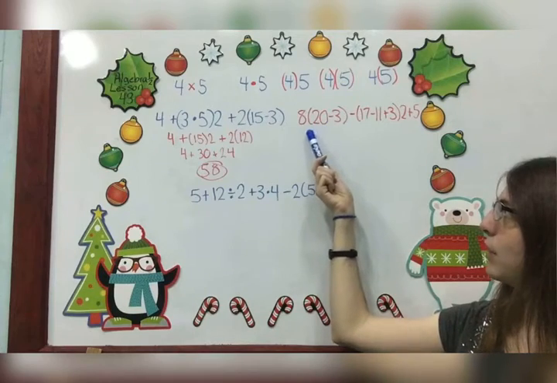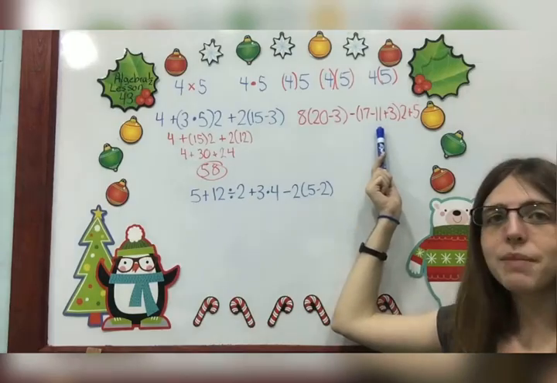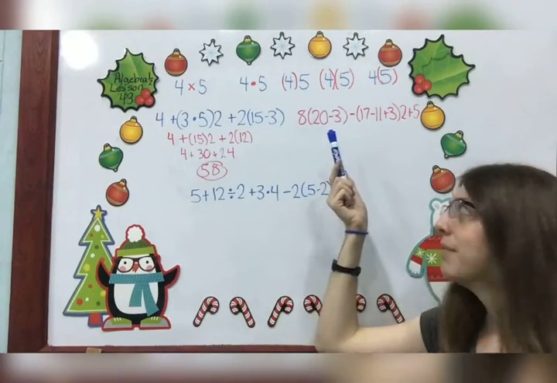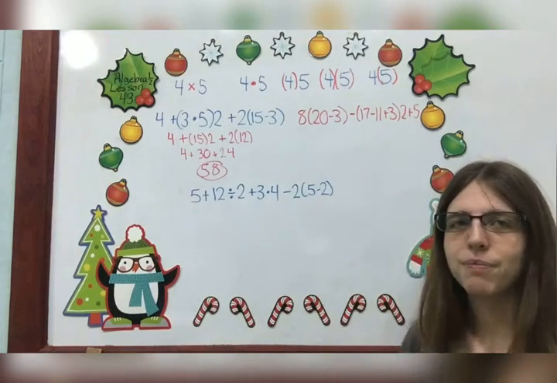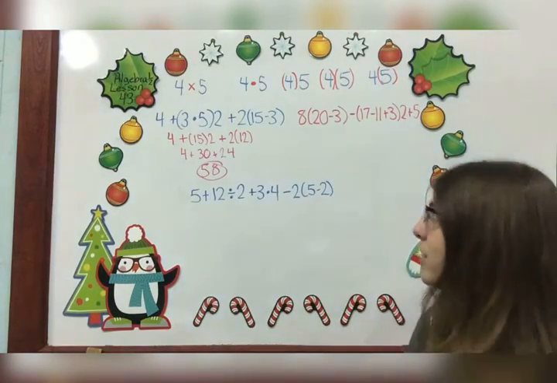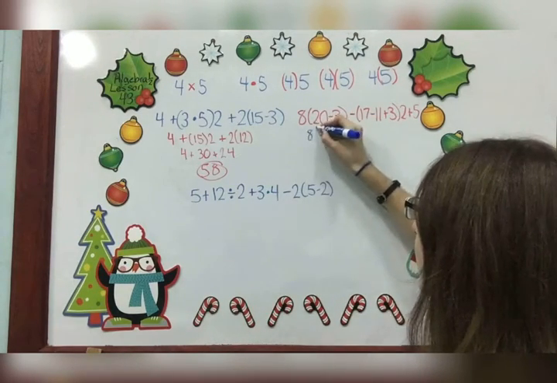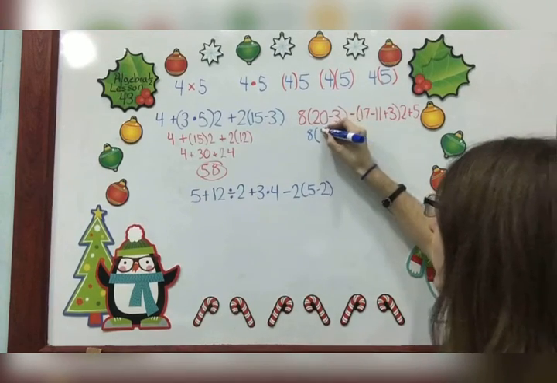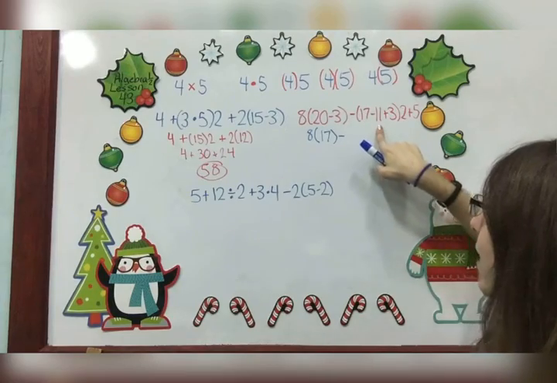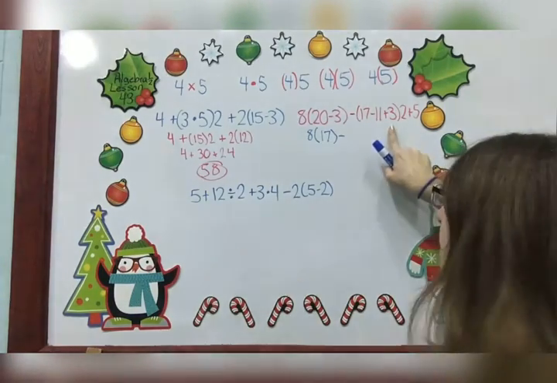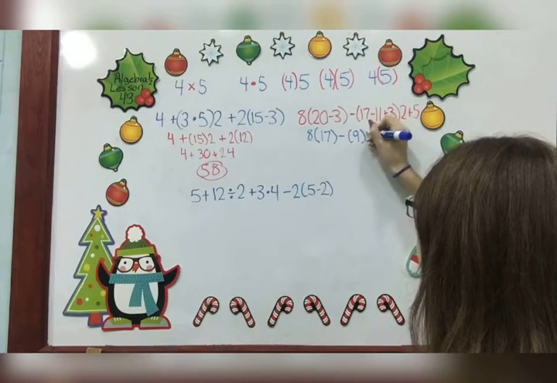8 times, that parentheses means times, 20 minus 3, minus 17 minus 11 plus 3 times 2 plus 5. All right, so start with parentheses because they mean do me first. So this would be 8 times 20 minus 3 is 17. Minus, so now I have 17 minus 11, that's 6. Plus 3, 6 plus 3 is 9. So it's minus 9 times 2.